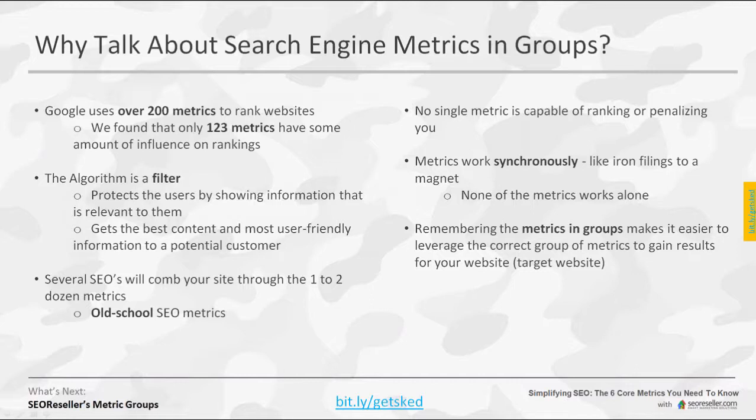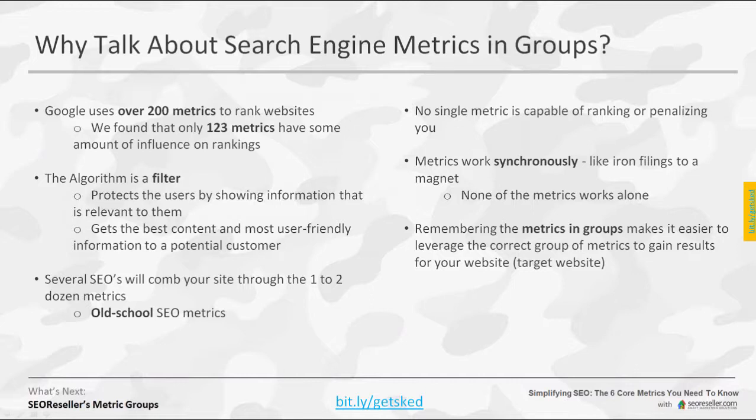If you guys have visited Moz, Search Engine Journal, Search Engine Land, all these great resources online, they will list over 100 metrics and what their estimated effect on search engine rankings are for each metric. For us, in-house, we have found the 123 metrics that have an amount of influence on rankings. Therefore, we've tested them and we understand how they can affect your rankings. We understand how they can make you visible to your customers.